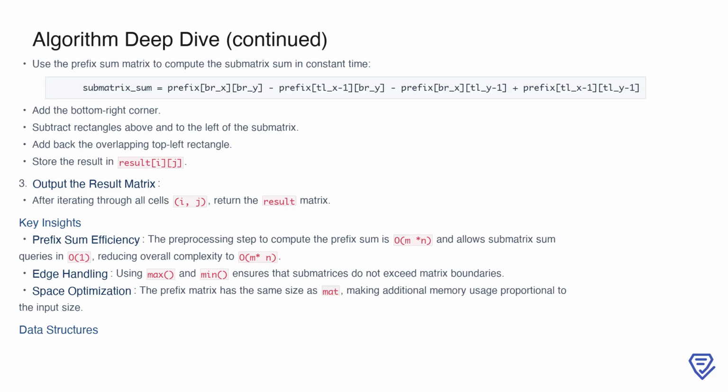The submatrix sum is then calculated using the formula submatrix_sum equals prefix[br_x][br_y] minus prefix[tl_x-1][br_y] minus prefix[br_x][tl_y-1] plus prefix[tl_x-1][tl_y-1]. This formula adds the bottom right corner of the submatrix, subtracts out the areas above and to the left, and finally adds back the overlapping top left rectangle. The result is stored in the result matrix for the corresponding cell.